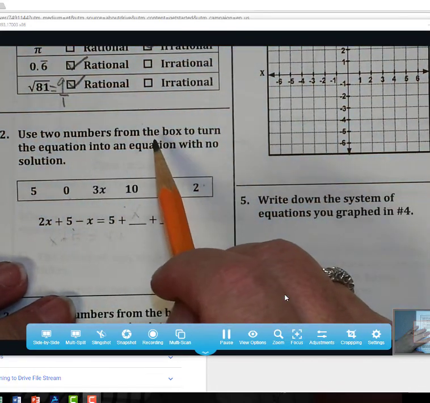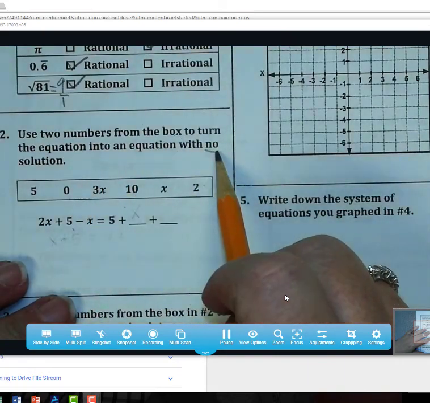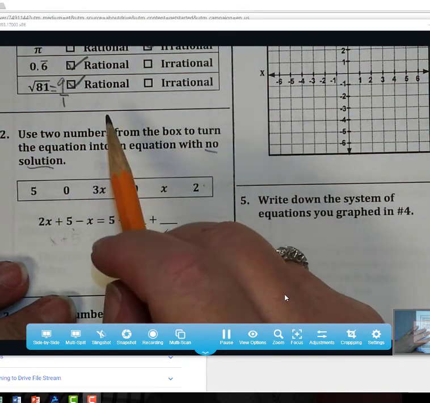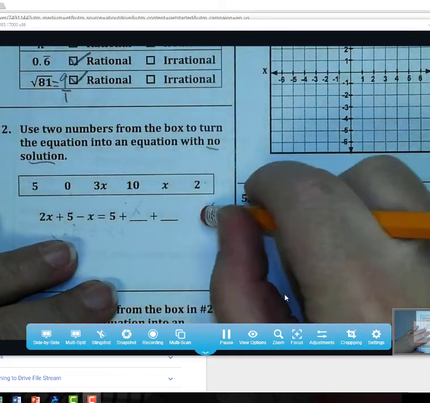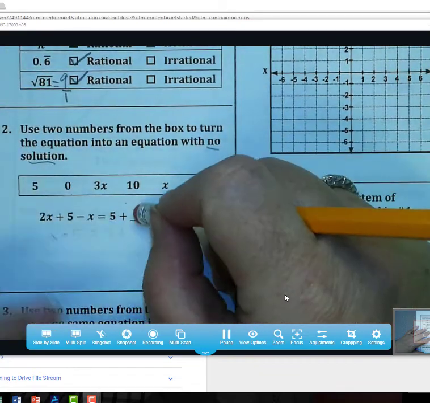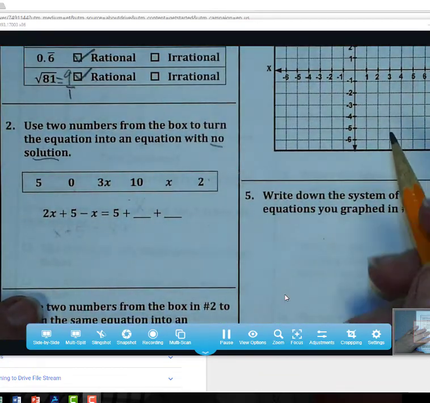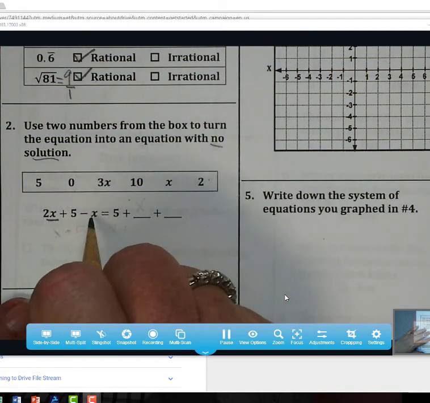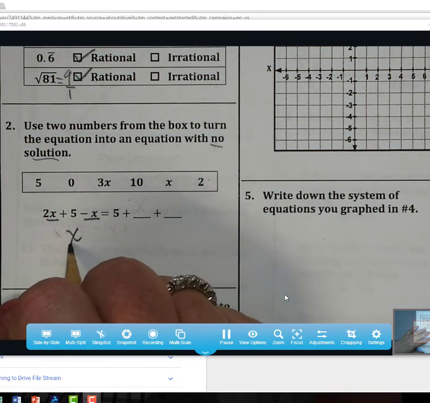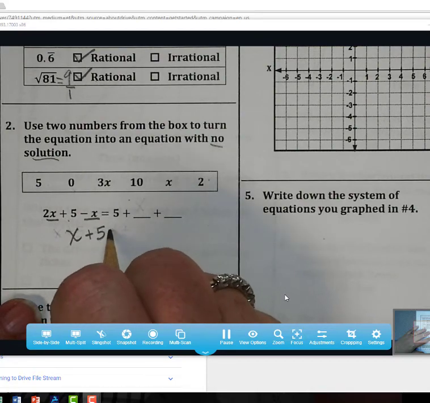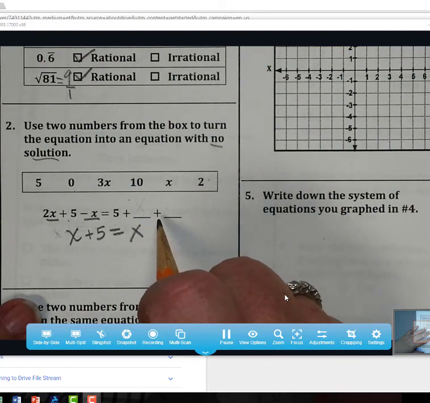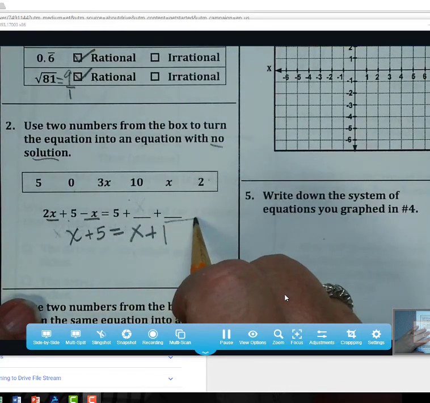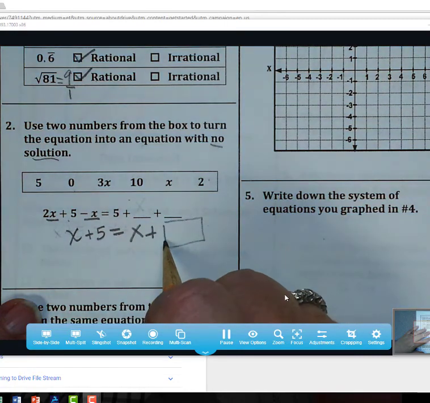Number 2, use two numbers from the box to turn the equation into an equation with no solution. So if it has no solution, it means that once you eliminate the variable, there is no variable that remains. So when I combine this 2x with this, I'm going to have x plus 5. What I need to make sure is that this side also has an x plus, and it can be any number when I simplify as long as it's not 5.